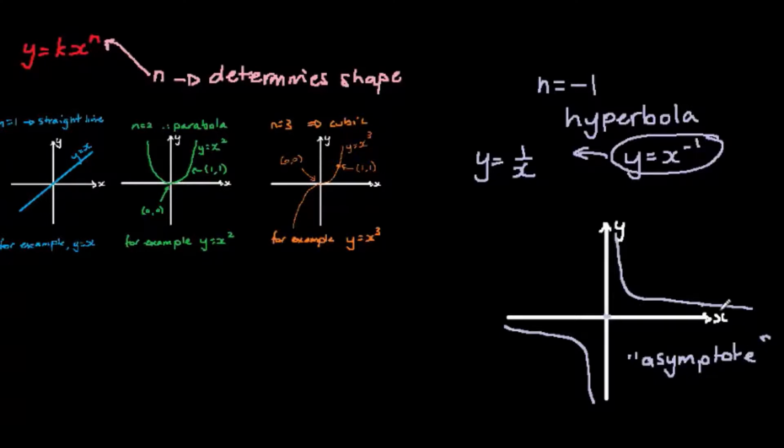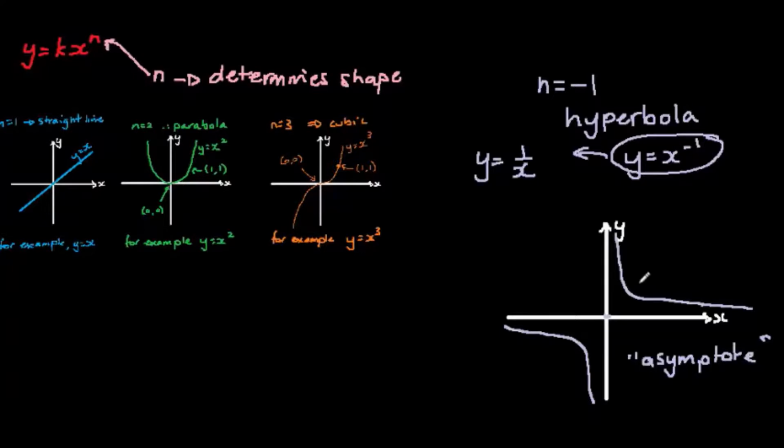So when something does that, the x-axis or the y-axis is the asymptote. And that means that the line gets closer and closer and closer to the axis, but it never actually touches it. Not even if you go way, way, way, way, way to massive numbers.